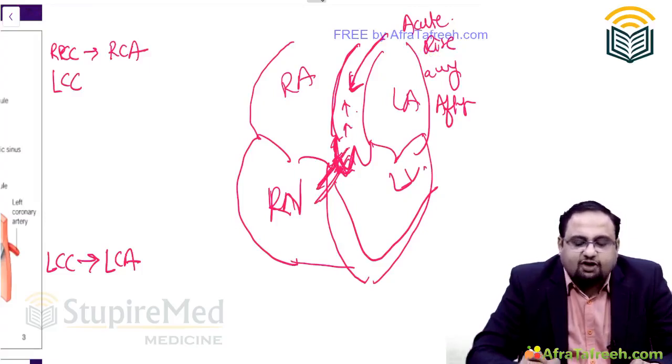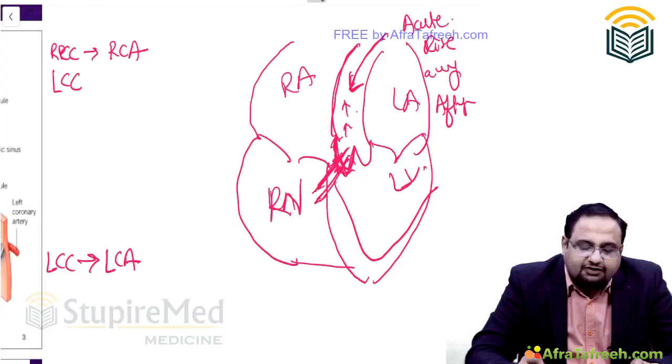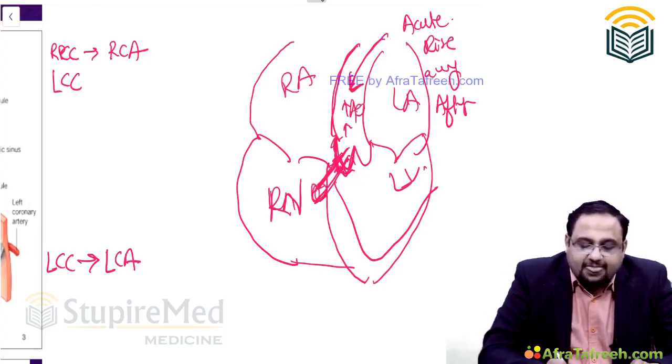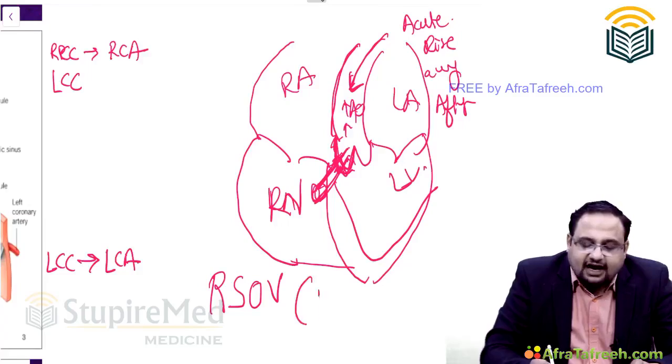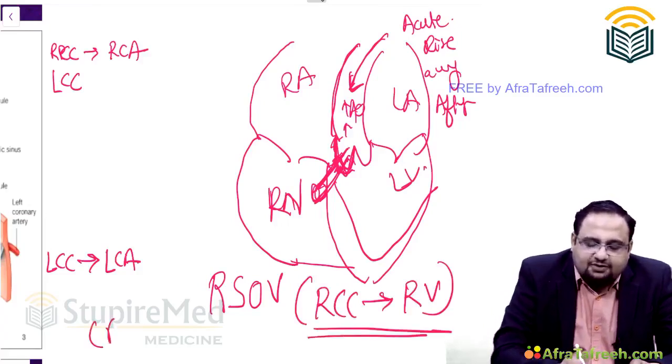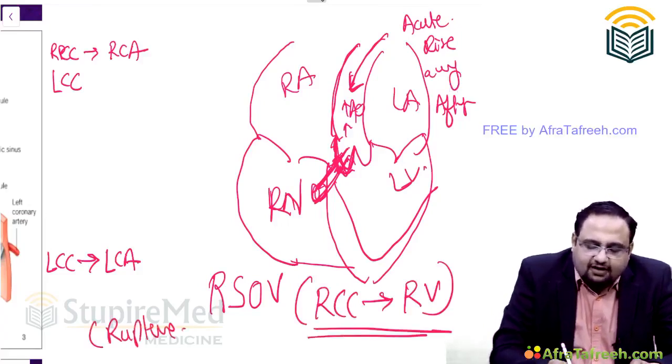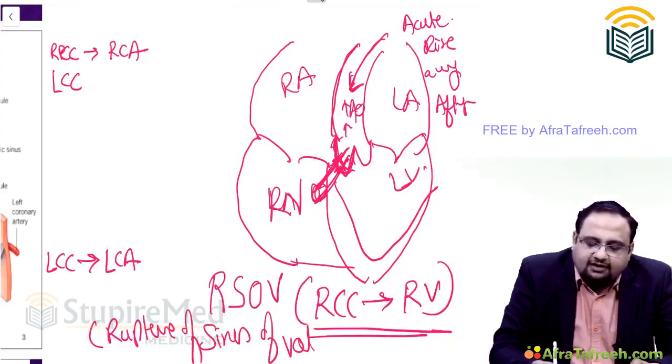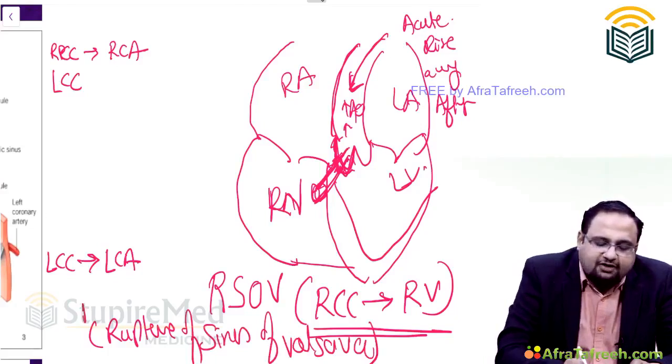This sudden rupture of the coronary sinus will lead to direct communication of the aorta with the right ventricle. This is known as rupture of sinus of Valsalva, and the most common is the right coronary sinus rupturing into the right ventricle. So I repeat again, rupture of sinus of Valsalva. This is a very important concept one should remember.